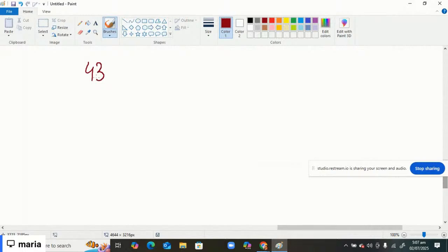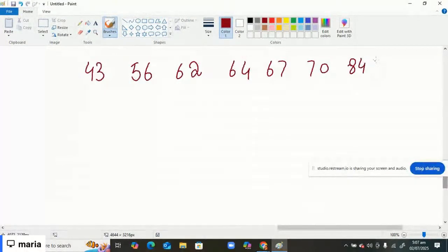It's 56, 62, 64, 67, 70, 80, then 85, then 95, 95, and 97. Now look here. First of all, we mention the lower half and the upper half. Then we take the relevant half, and then we find it.